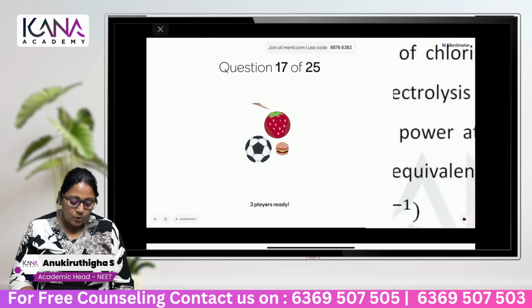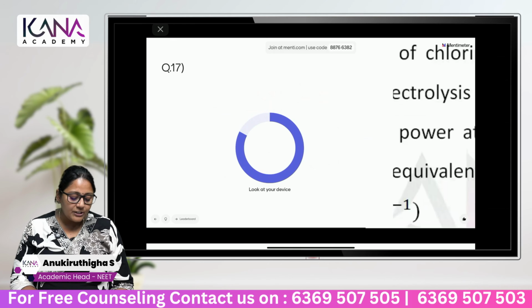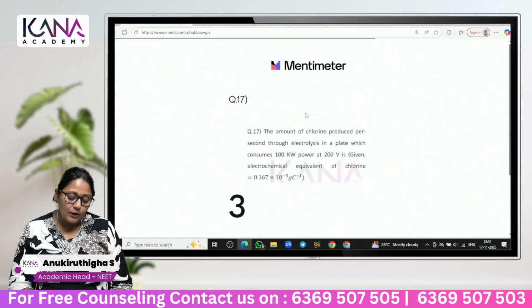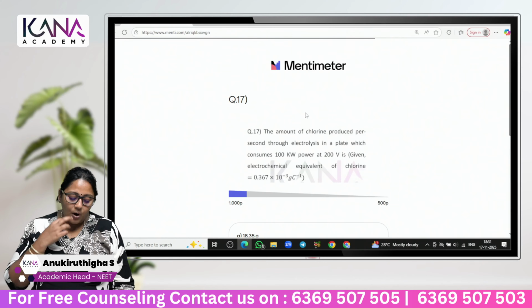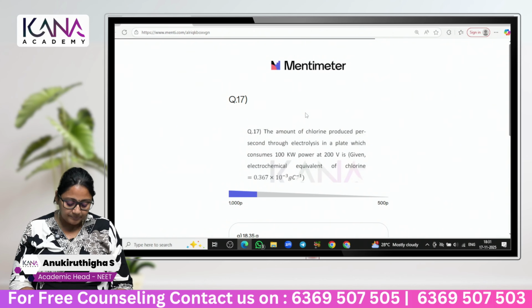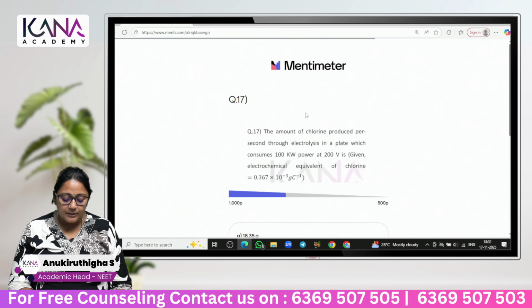the amount of chlorine produced per second through electrolysis in a plate which consumes 100 kilowatt power at 2 watts is, given the electrochemical equivalent of chlorine. They have given the electrochemical equivalent of chlorine, so how much amount of chlorine would be produced, they ask. So options are 18.35 grams, 1.835 grams, 183.5 grams and 0.1835 grams. And you're left with 40 seconds.